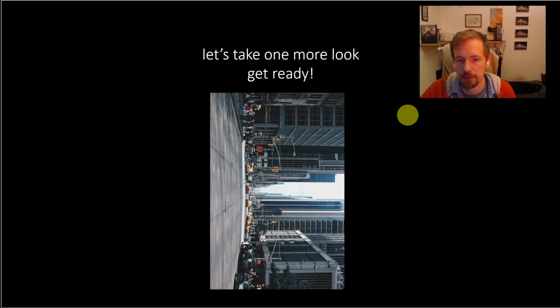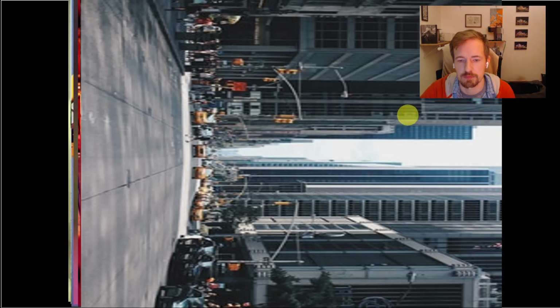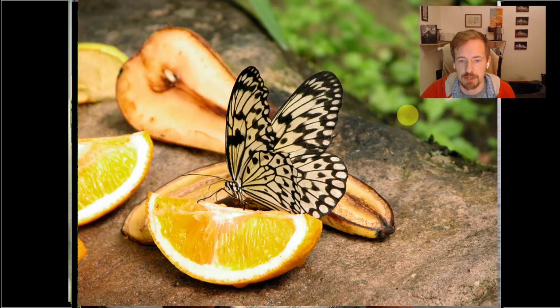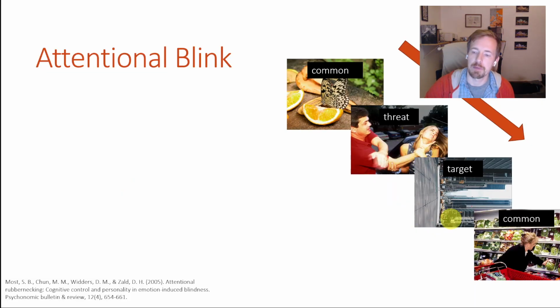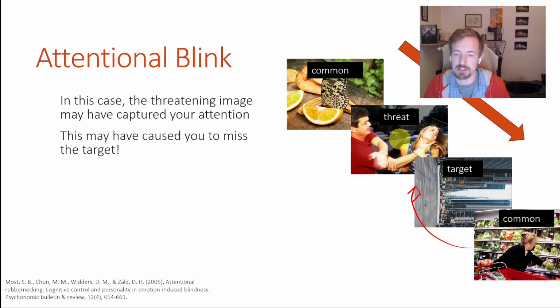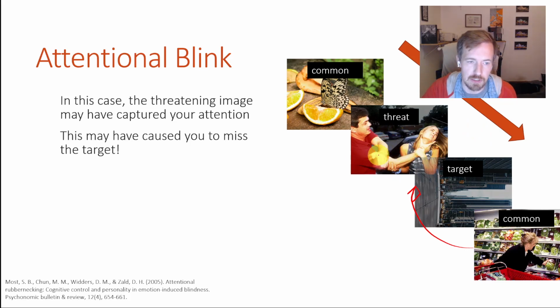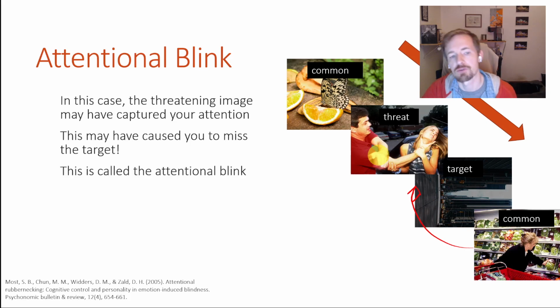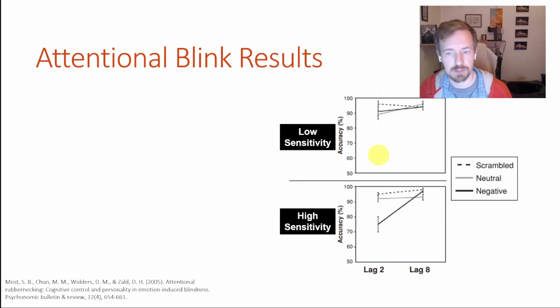Let's do this one more time. Here we go. All right, so in that case, people will say that they saw the target because they would see the target if this common item was presented in front of it. So if the common item was presented in front, then they would see the target, but because we have this threatening stimulus here, people will generally miss that target. That's referred to as the attentional blink, and that's why it's called the attentional blink task.